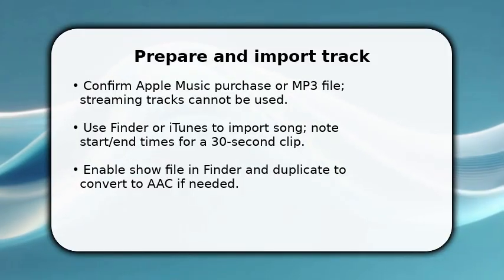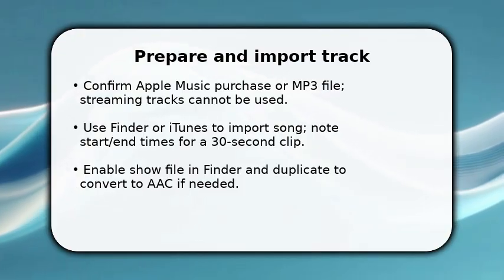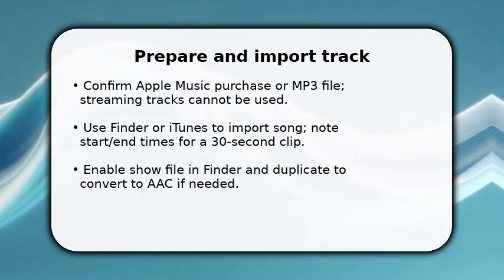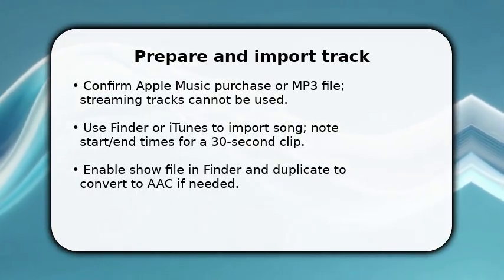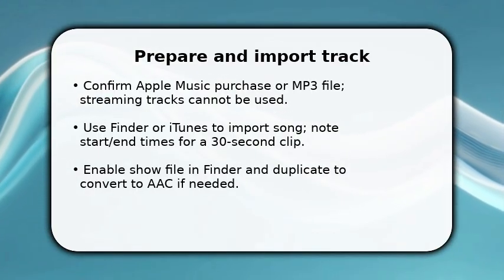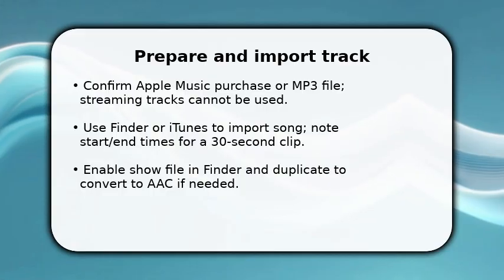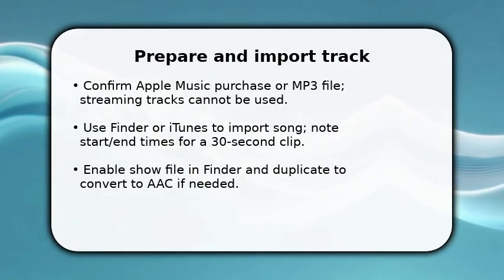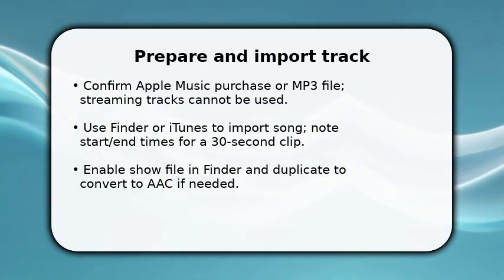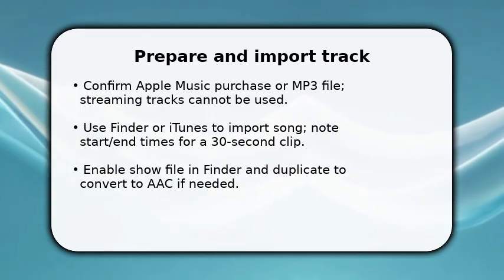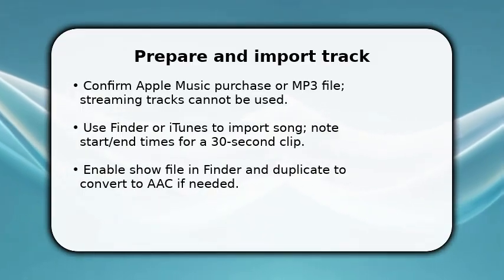You start by confirming the song is legally available as a file. Apple Music streams are protected, so you need a purchased or MP3 copy. Once confirmed, import the file into iTunes or the Music app and mark the exact start and end time for a 30-second ringtone. Make sure to duplicate the track and use the File Convert to AAC option so you can change the extension. This prepares a short, editable audio file you can turn into a ringtone.